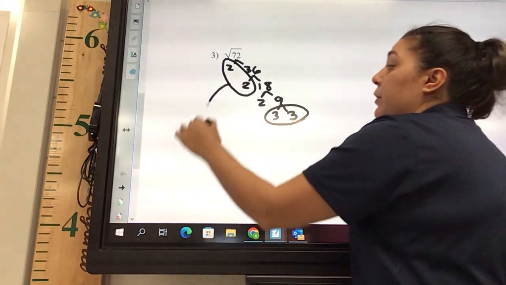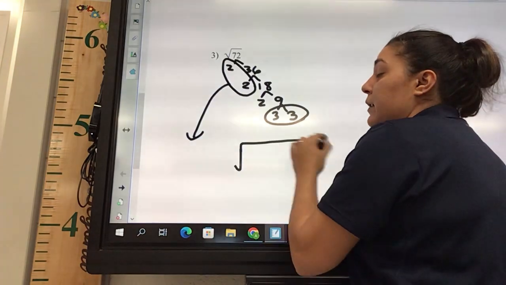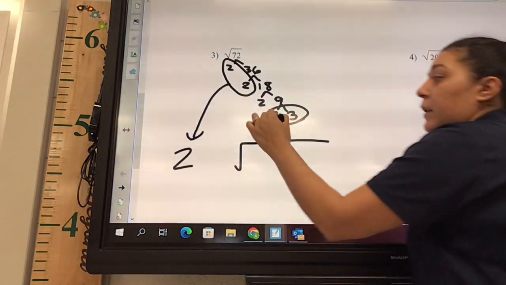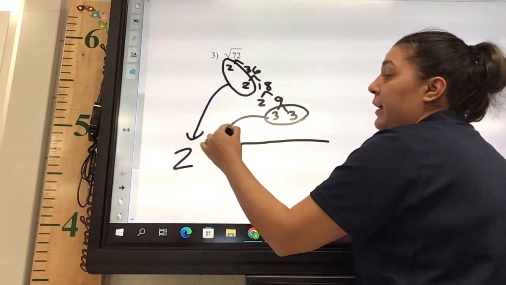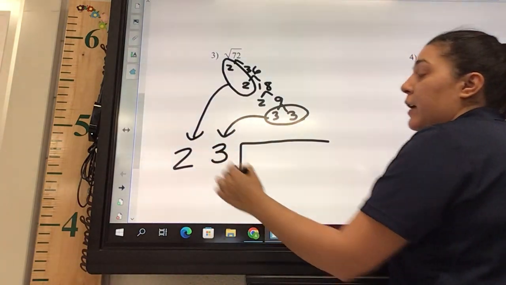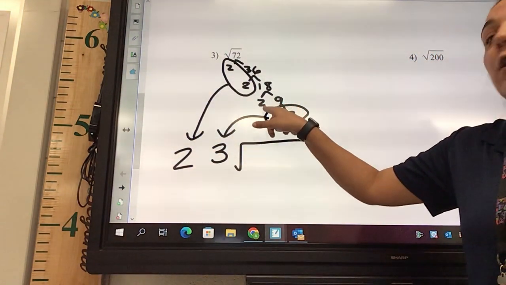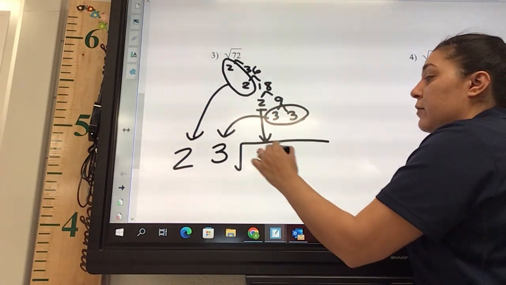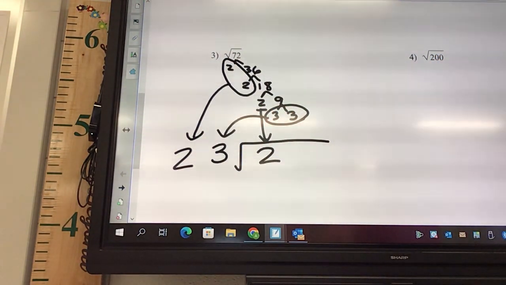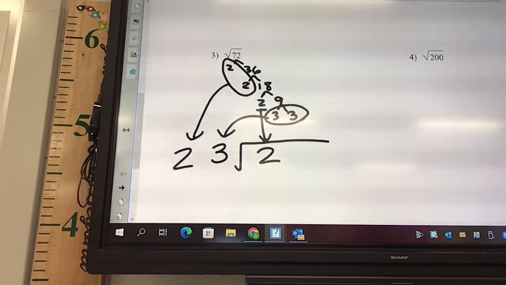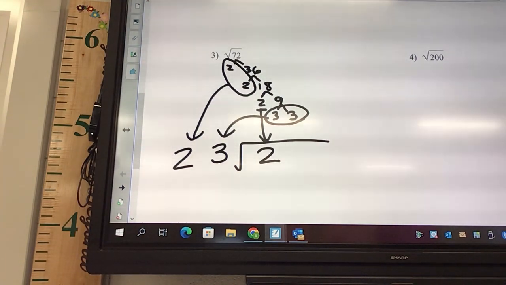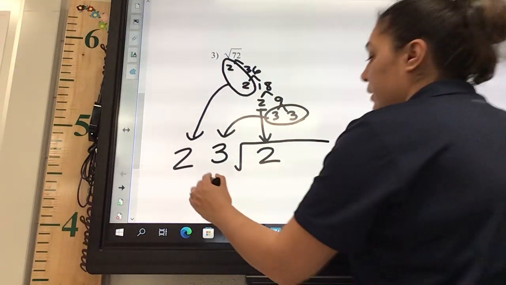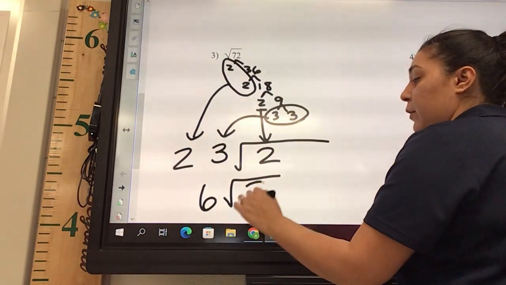So this group of 2s, he's going to go on the outside. This group, they can go. That means they can go on the outside of the house. What about this guy? Can he go? No, he cannot go. So he has to stay in his house. So we're going to put him back. All right, what do you do with that 2 and the 3 on the outside? Times it. So what is 2 times 3? 6. And then we're going to say square root of 2.